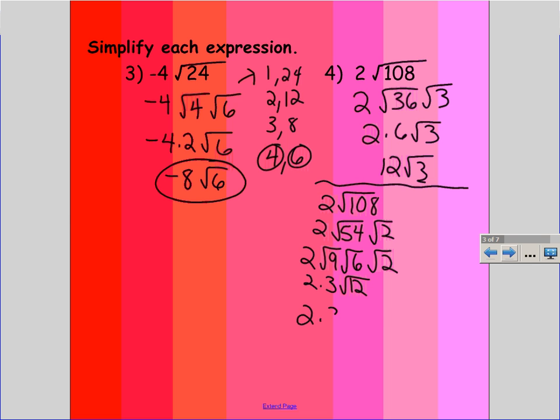So 2 times 3 times 4 times 3. So we have what? 6 times 2 times 3. So no matter how you slice it, you end up with 12 times the radical of 3.